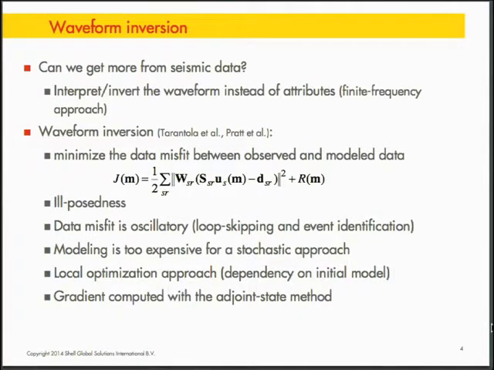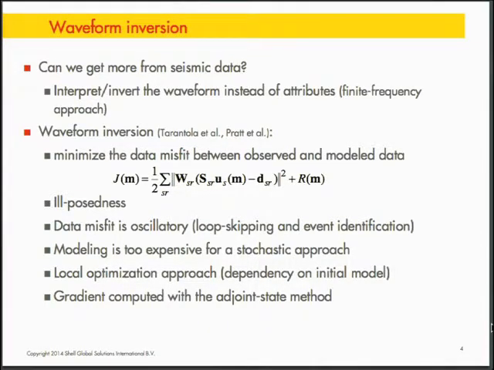From a mathematical point of view, if you have an oscillatory function, you would like to use a stochastic approach. Unfortunately, we cannot do that. It's too expensive to model the wave equation. So we rely on local optimization. That means that we have to understand what happens when we use the gradient, the search direction if you want, to slowly update the model.